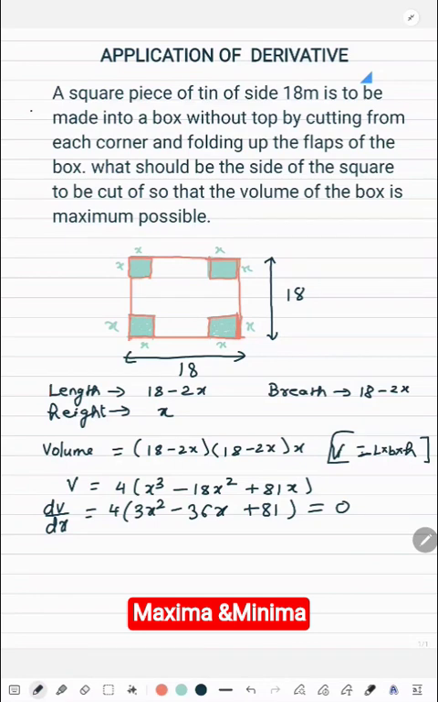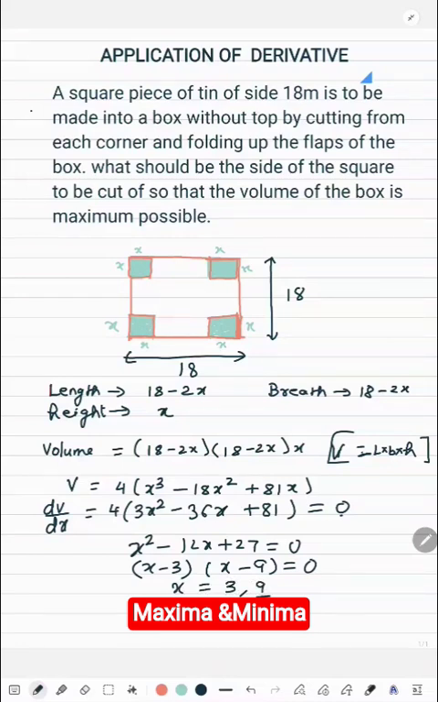So when you solve the equation, you get x² minus 12x plus 27 is equal to 0. Since it is equated to 0, this can be divided by 3. This will give you (x minus 3)(x minus 9) is equal to 0, and x will be equal to 3 and 9. Obviously 9 is not possible because the length and breadth is 18, so 9 plus 9 itself becomes 18. So x cannot be 9. So x is equal to 3.